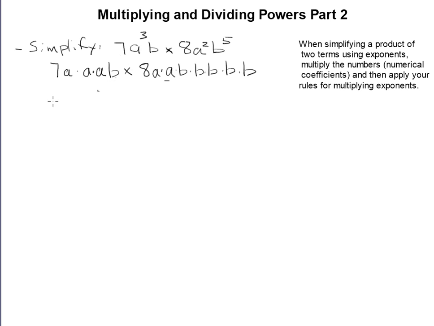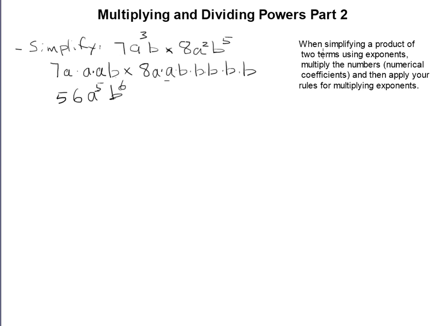What does 7a cubed b look like? Well, here's what it looks like. 7 with 3 a's and 1 b. What does 8a squared b to the fifth look like? There's 2 a's and there's 5 b's. So you can see that when you put this together, you should have 5 a's and you should have 6 b's, which of course is what you're going to get when you use your rules for multiplying using exponents.